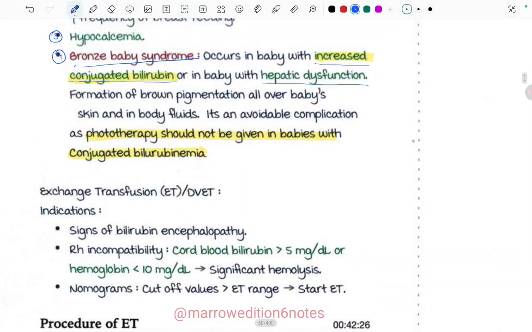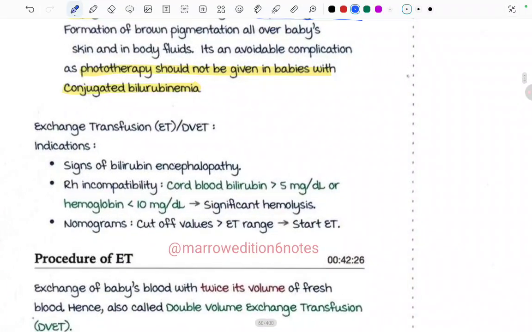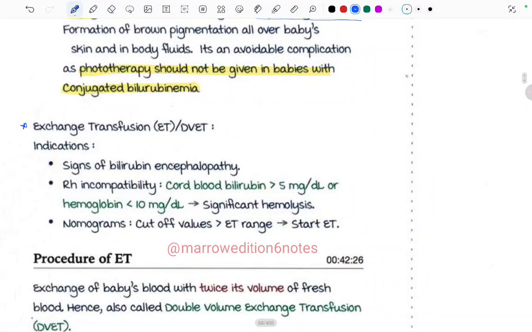Moving ahead to the second therapy, which can be done, is the exchange transfusion. What are the indications of exchange transfusion? First is the signs of bilirubin encephalopathy. Second one is the RH incompatibility, in which the cord blood bilirubin is more than 5 mg per dl or hemoglobin is less than 10 mg per dl. That is, significant hemolysis has occurred, and nomogram cutoff values is more than the 80 range. Then we have to start with the exchange transfusion.